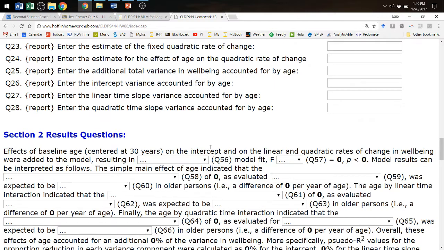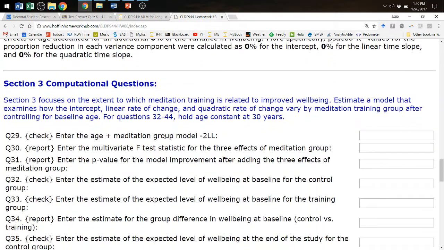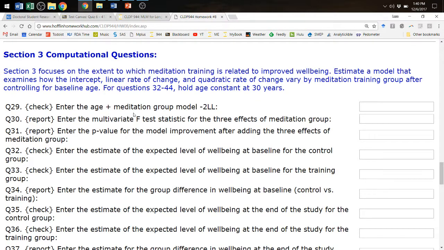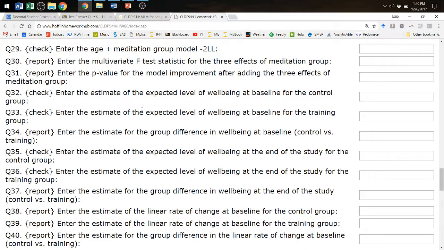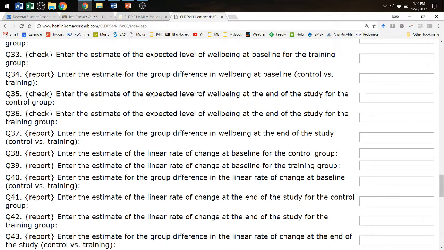So section 3, I presume? Okay. So by section 3, you have age predicting intercept, linear, and quadratic slopes, and you have meditation group predicting each of the 3 things. And I'm asking a variety of questions about the expected level of well-being for each group at different times, as well as the expected linear rate of change for each group at different times. So give me one number I can use as an example.